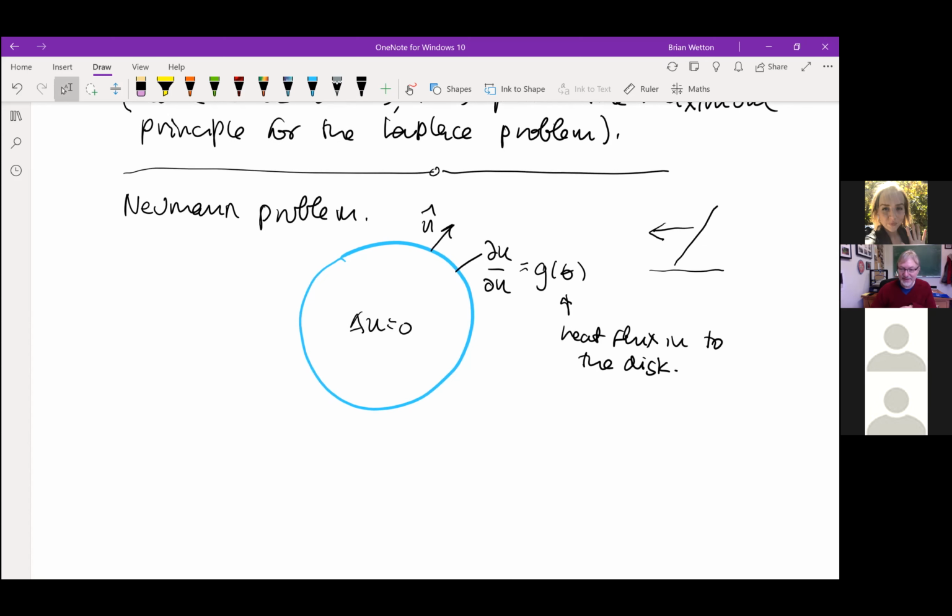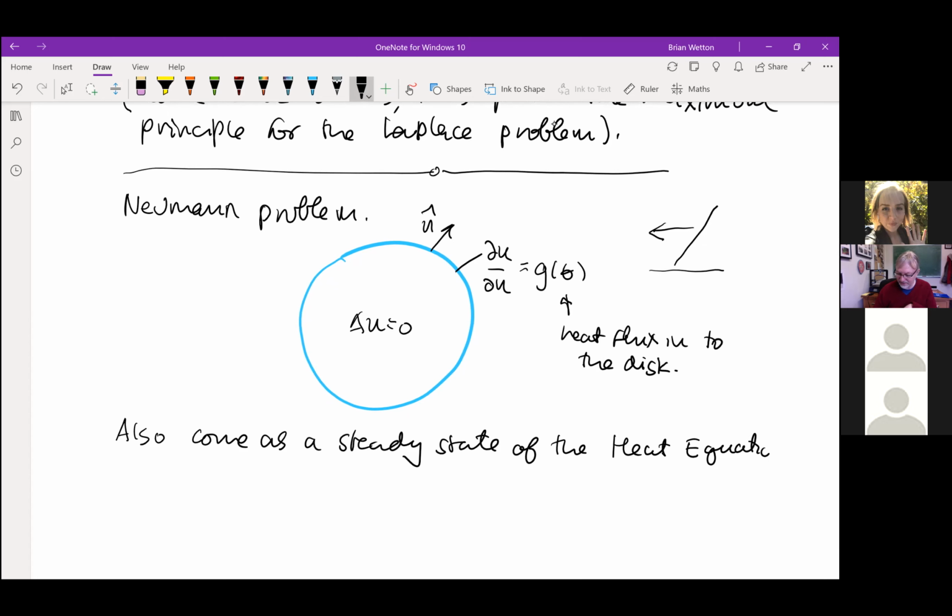So let's think of this problem, right? This is also going to come as a steady state of the heat equation. So now let's use a little bit of physical intuition. Is that problem always solvable? I can give you a hint. What if I've got g of theta is 1 all around?